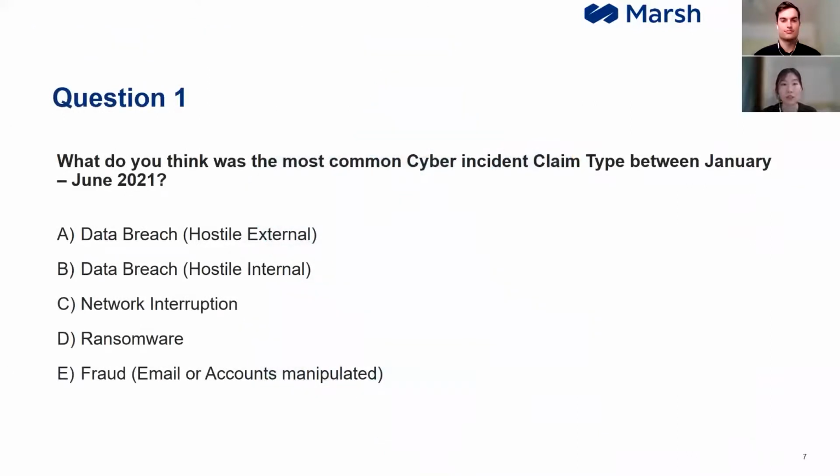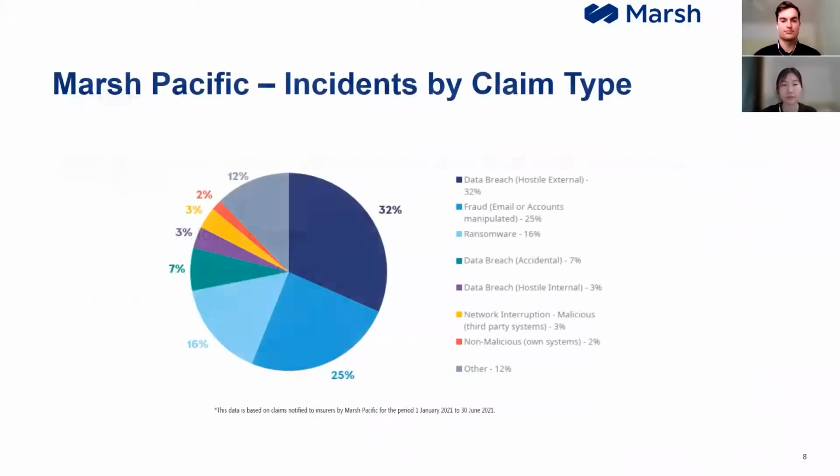So for the first question today, what do you think was the most common cyber incident claim type between January and June 2021? Was it data breach, hostile external, data breach, hostile internal, network interruption, ransomware, or fraud? So the most common incident by claim type was data breach from hostile external sources, which made up 32% of the incidents. Now, this statistic emphasizes how data is extremely valuable to threat actors. So it's important to look into how your organization is securing sensitive data, such as intellectual property and PII.